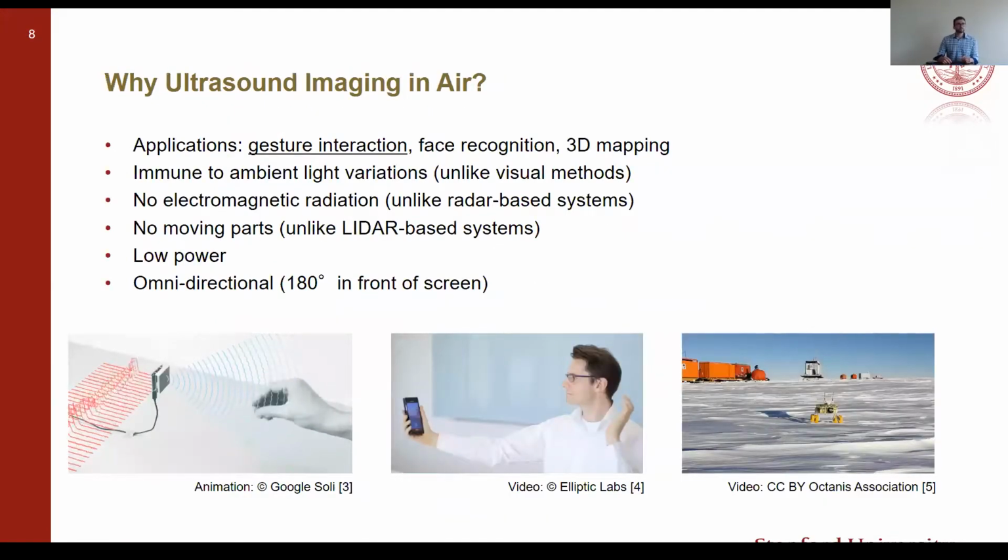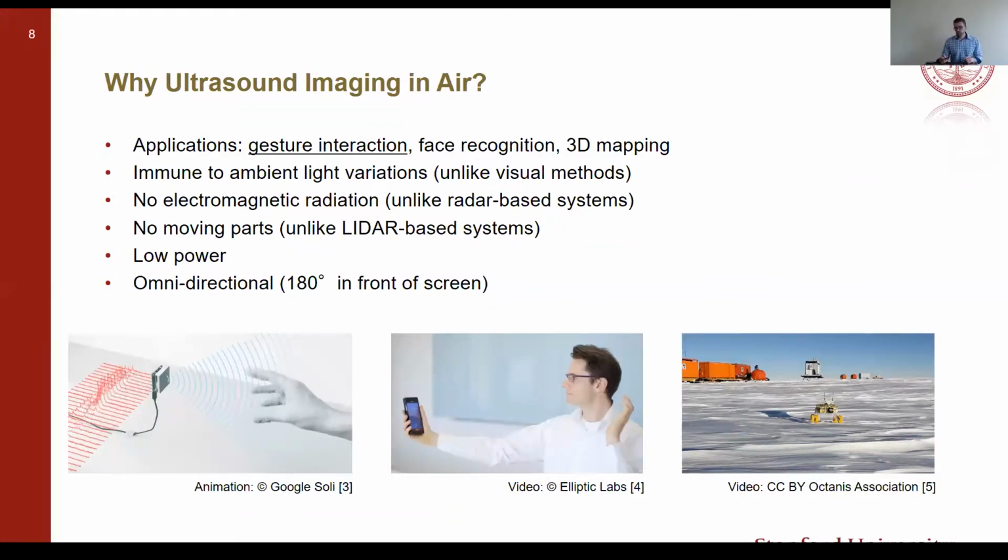The other technology we've been working on is gesture sensing. First of all, I want to motivate why ultrasound imaging in air is helpful as opposed to, for example, optical imaging. As you can see, there are many key features to that. The applications of ultrasound imaging in air include gesture sensing, face recognition, 3D mapping, and whatnot. It's immune to light variation because it's simply mechanical wave propagation. You don't have any electromagnetic radiation, no moving parts. It generally comes with low power consumption, and is omnidirectional.